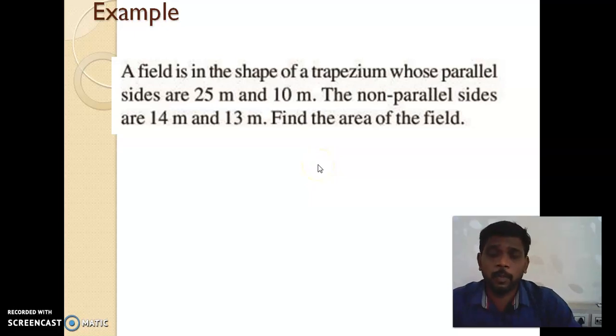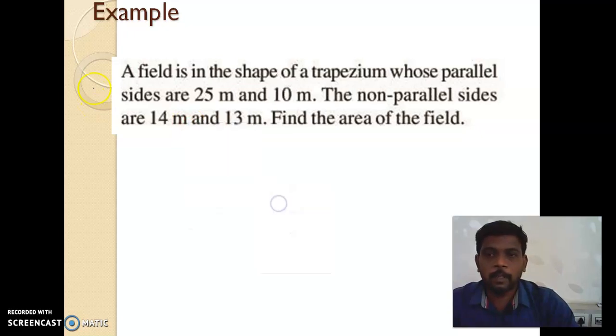Let us continue the slides now. Look at the next example. A field is in the shape of a trapezium whose parallel sides are 25 meter and 10 meter. The non-parallel sides are 14 meter and 13 meter. So find the area of the field.